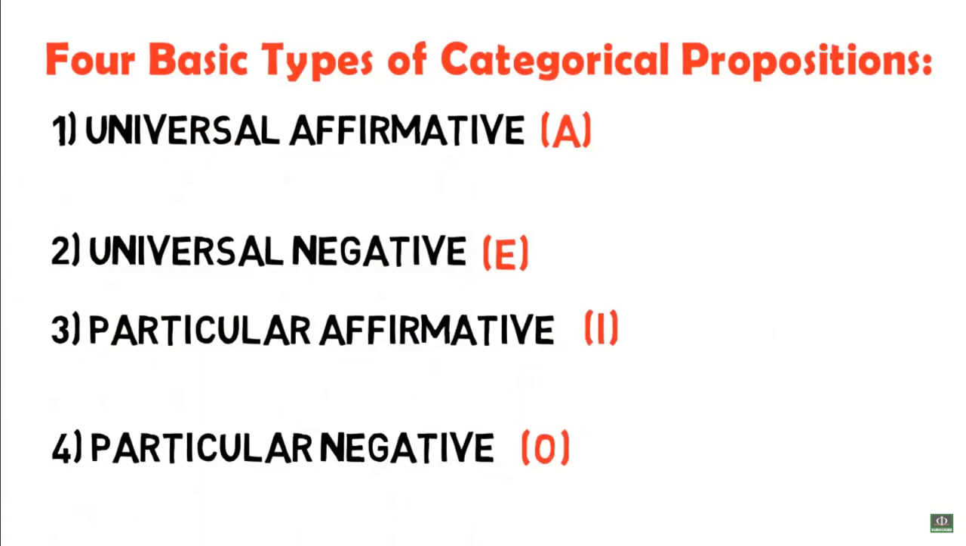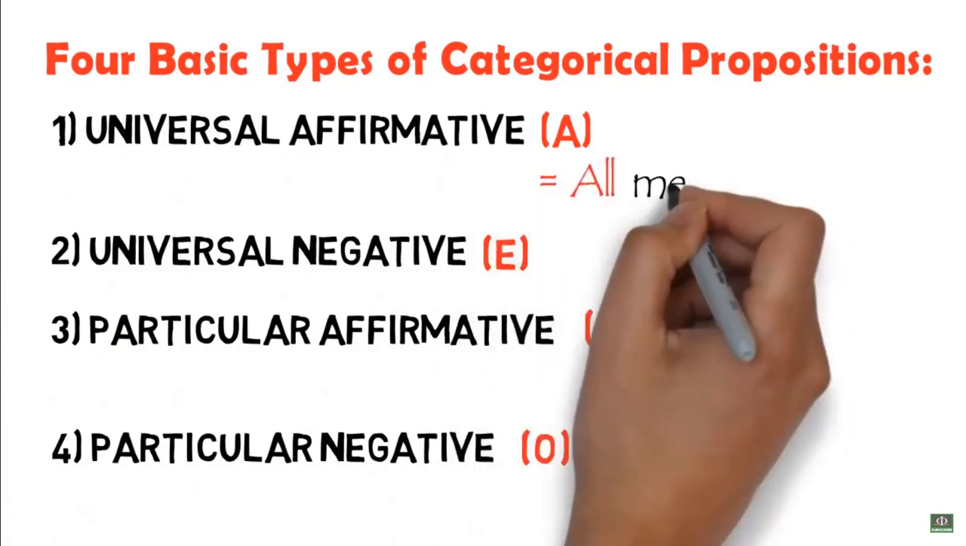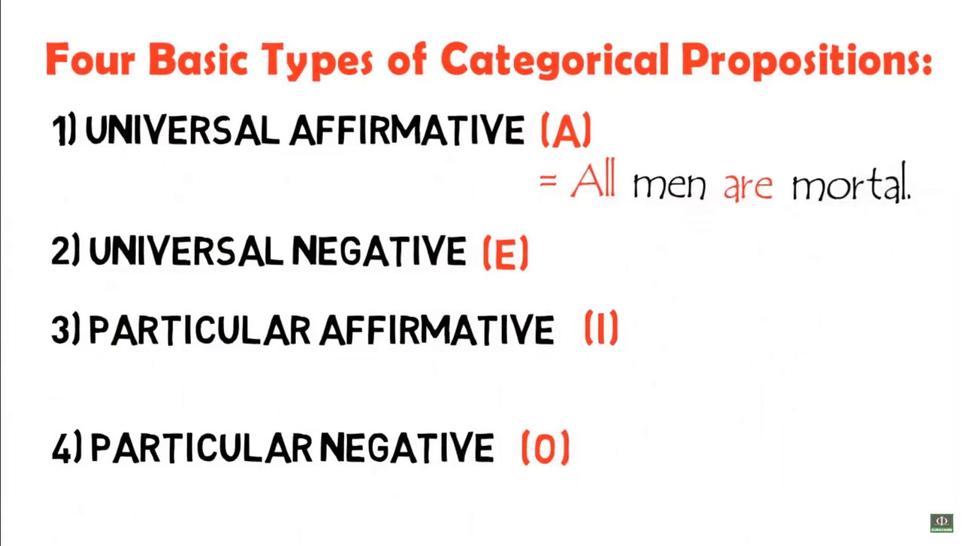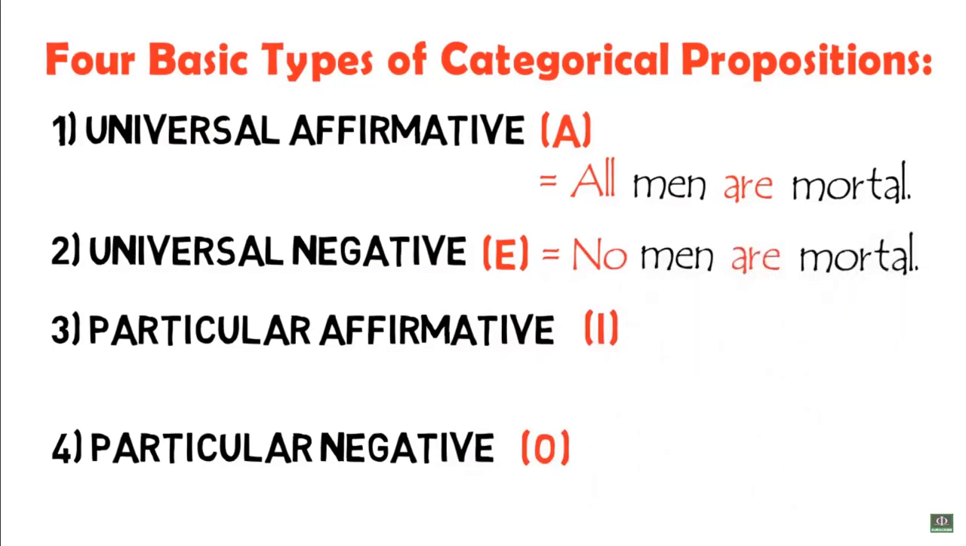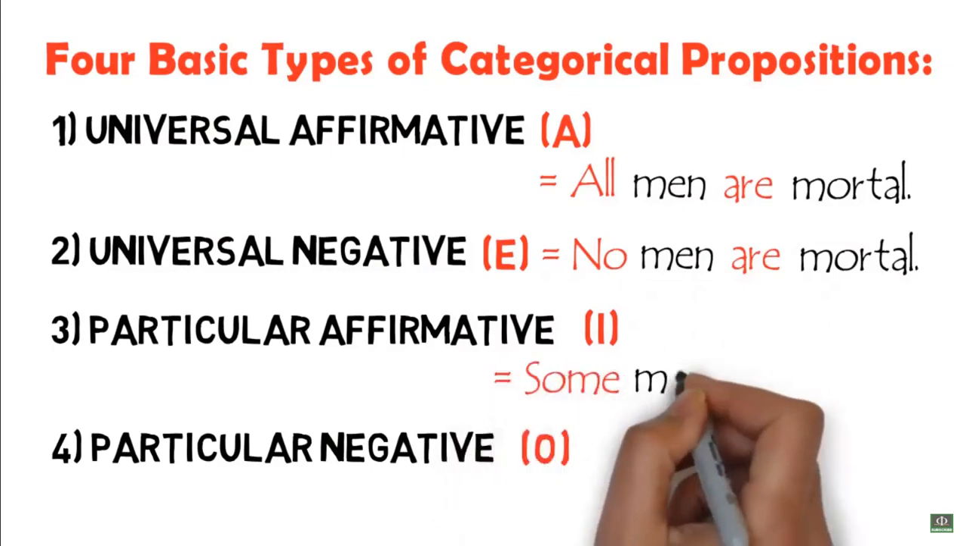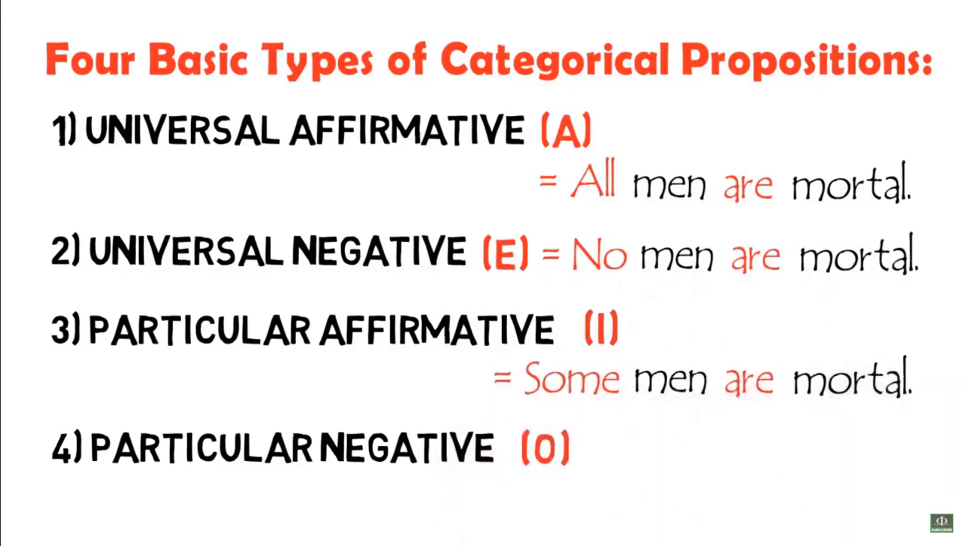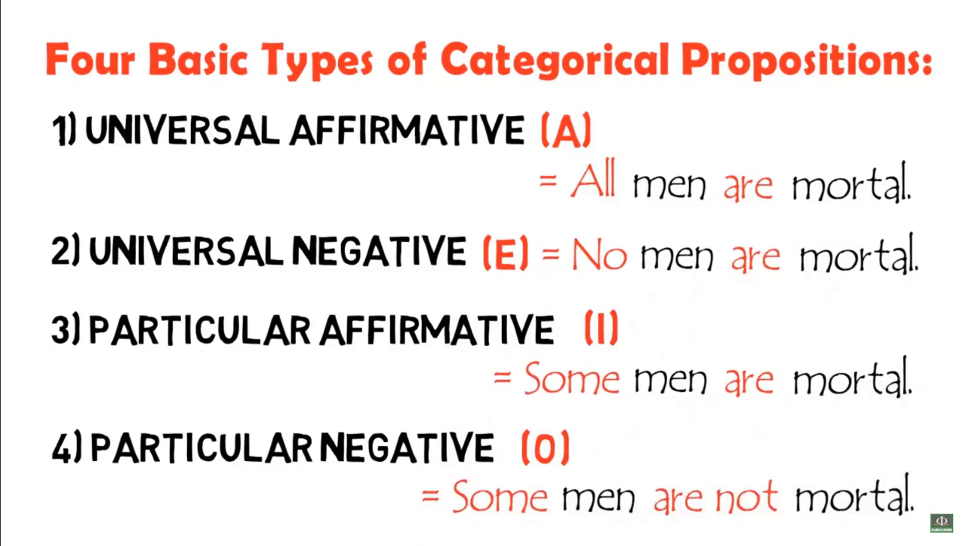Consider these examples. Universal affirmative, A: all men are mortal. Universal negative, E: no men are mortal. Particular affirmative, I: some men are mortal. Particular negative, O: some men are not mortal.